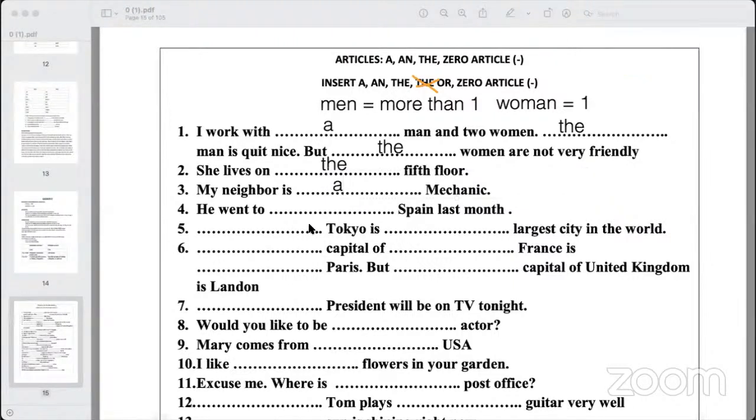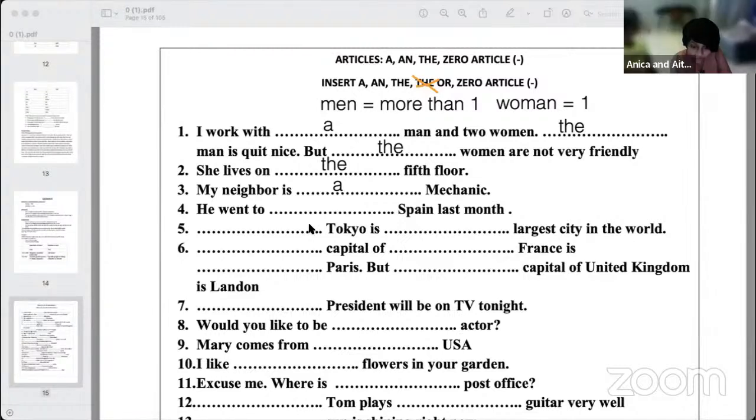Well done. Can someone tell me why you would not use "an" in this sentence? Why will we not use "an" in this sentence? Sorry? M is not a vowel letter.